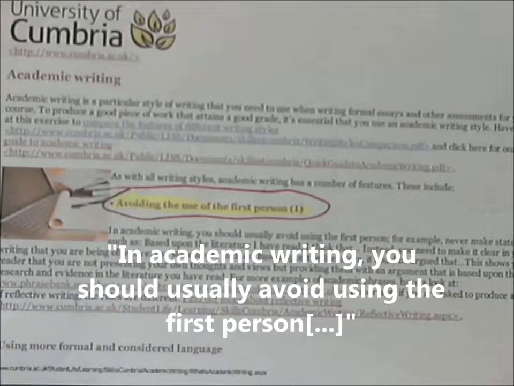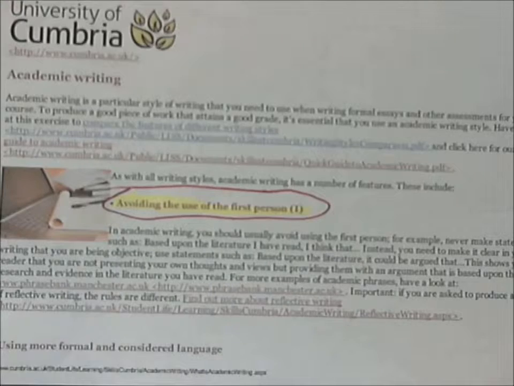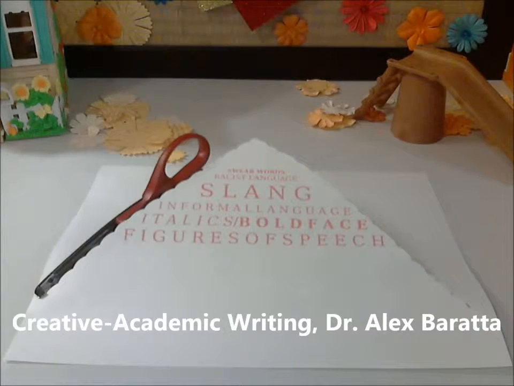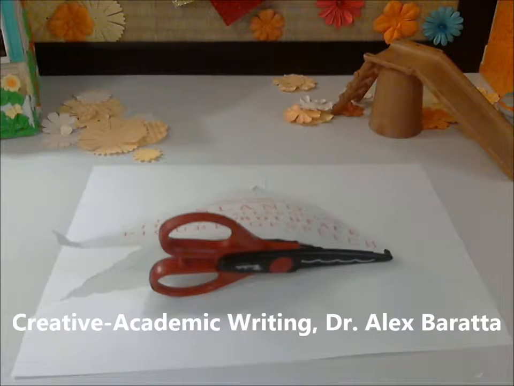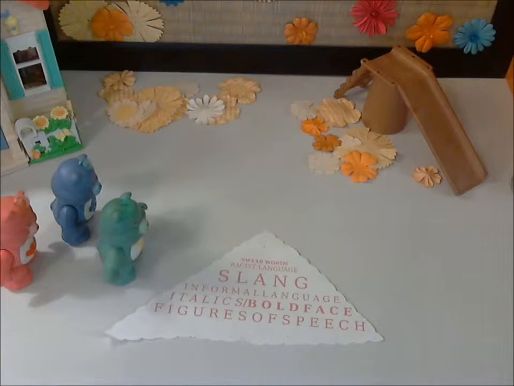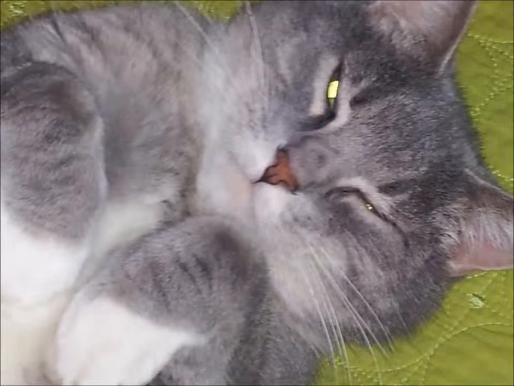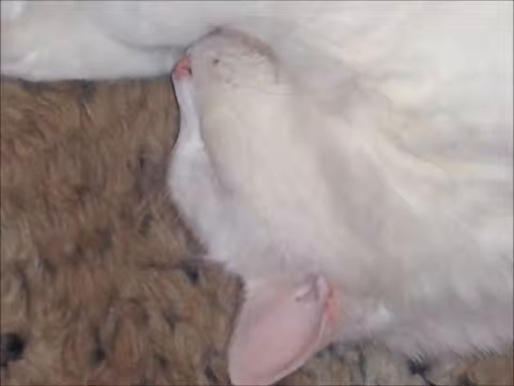Don't write in first person. Don't use figures of speech. Don't use italics or boldface. Don't use informal language or slang. Certainly do not use racist language. And for crying out loud, don't ever use swear words. All of these ideas of what not to do are built into this construct called diction.